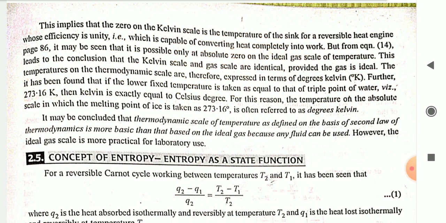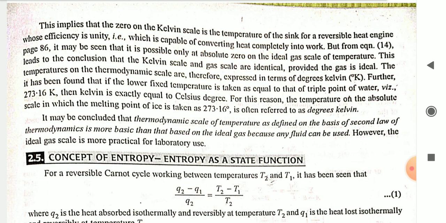This implies that the 0 on the Kelvin scale is the temperature of the sink for the reversible heat engine whose efficiency is unity, which is capable of converting heat completely into work. It may be seen that this is possible only at absolute zero on the ideal gas scale of temperature. This leads to the conclusion that the Kelvin scale and the gas scale are identical, provided the gas is ideal. The temperatures on the thermodynamic scale are therefore expressed in terms of degrees Kelvin.